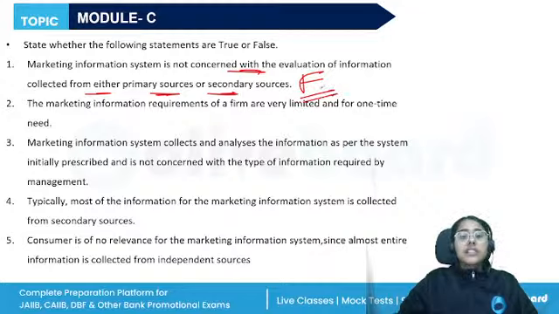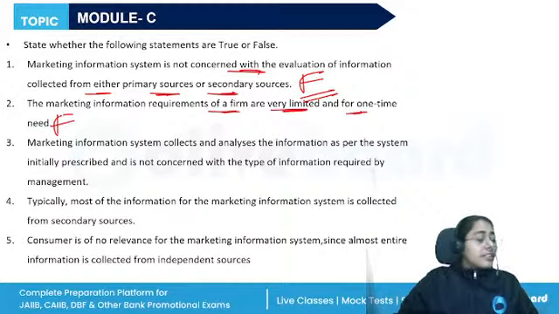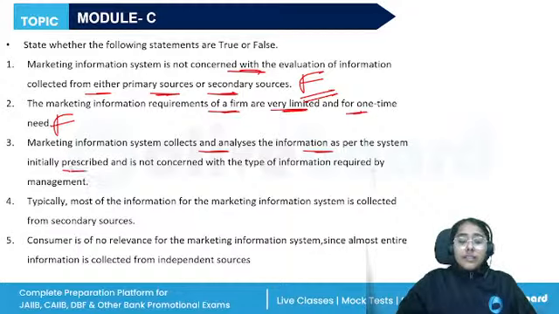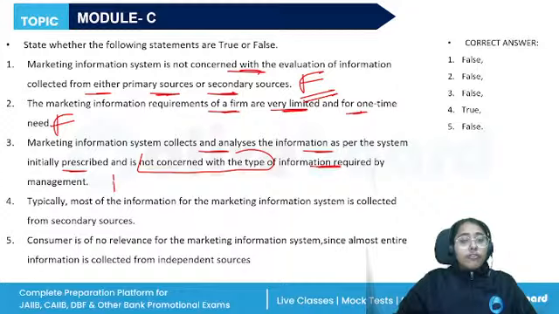It is concerned with the evaluation of information. Second statement, the marketing information requirements of a firm are very limited, and for one time. Again it is false. The data which is stored can be retrieved and used any number of times by the decision makers. The marketing information system collects and analyzes the information as per the system initially prescribed, and it is not concerned with the type of information required by the management. This again is a false statement.